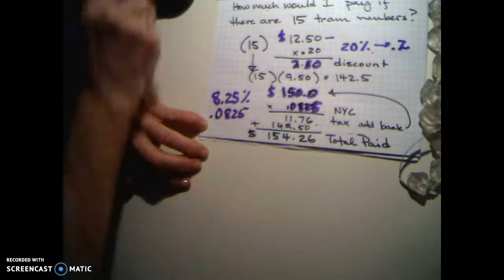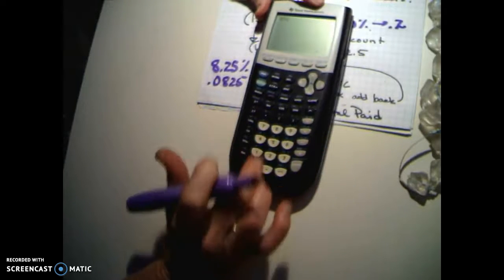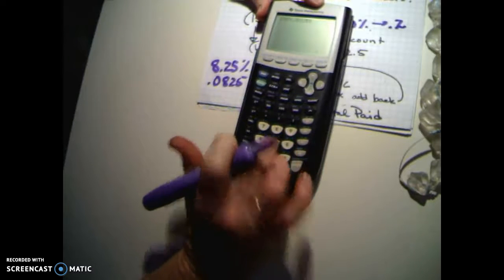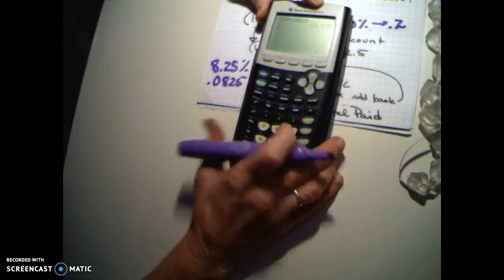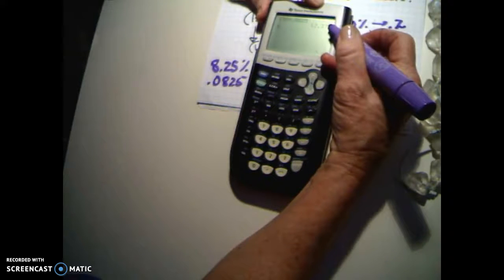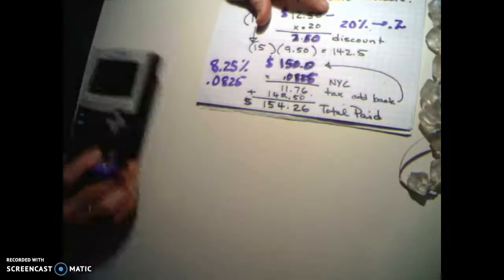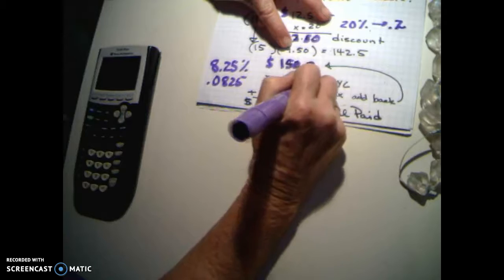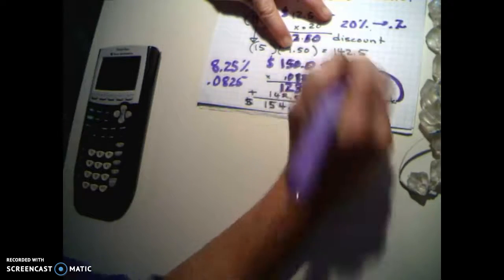So let's see, using our calculators, what I get here. Clear. So I have $150. I'm going to multiply it by 0.0825. My answer is $12.37. I can see there's a 5 after this. Because it's 5, I'm going to round up to 38, so it's $12.38. I'm going to take this amount and add it back on to my 150.